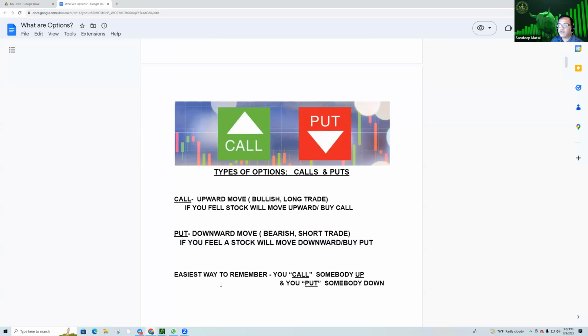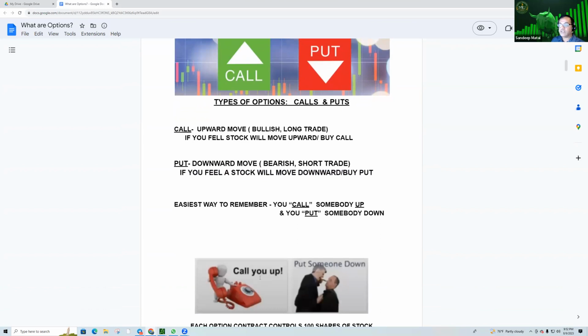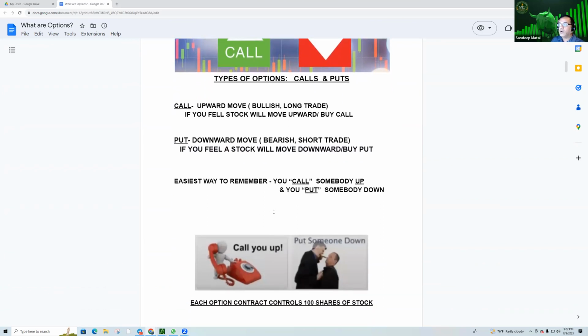The easiest way to remember: you call somebody up, okay? That's the best way to remember. You call them up or you put somebody down. Call you up, put you down. Just keep saying that a few times and you'll figure it out. So call is bullish, expecting up; put is bearish, expecting down, okay?